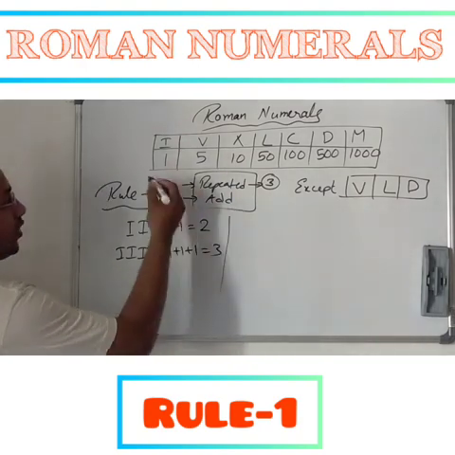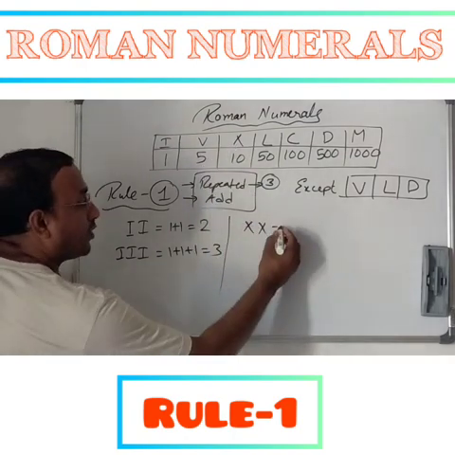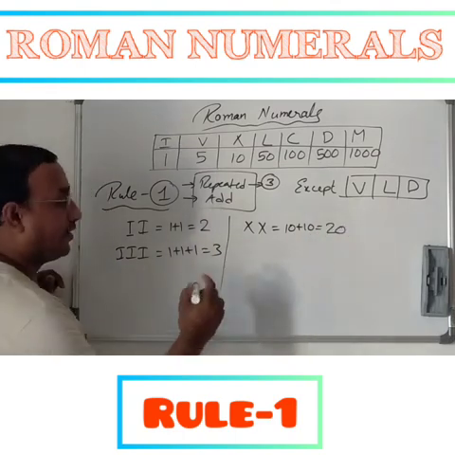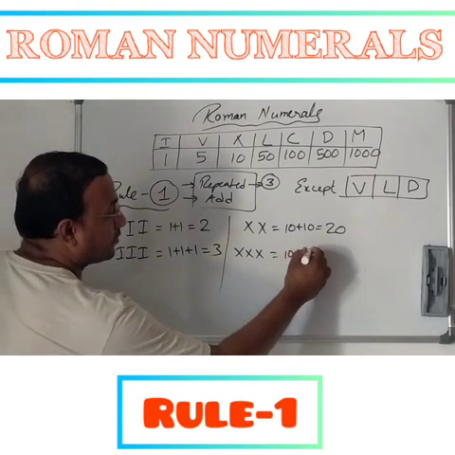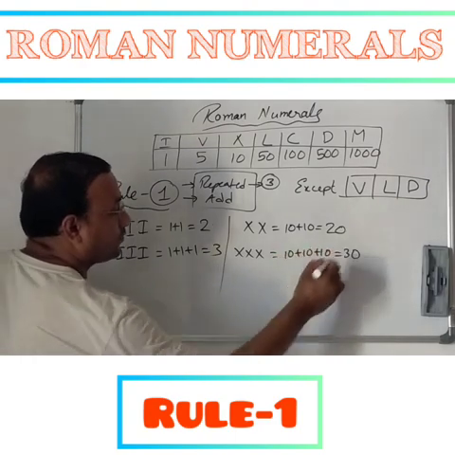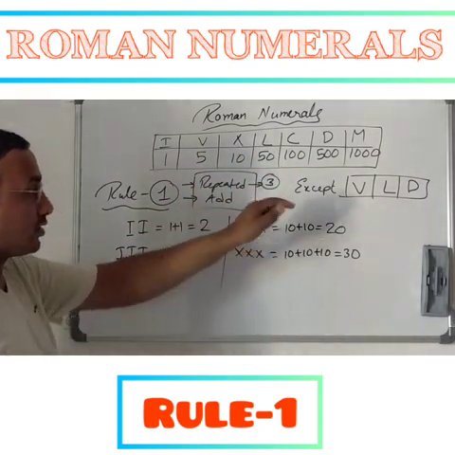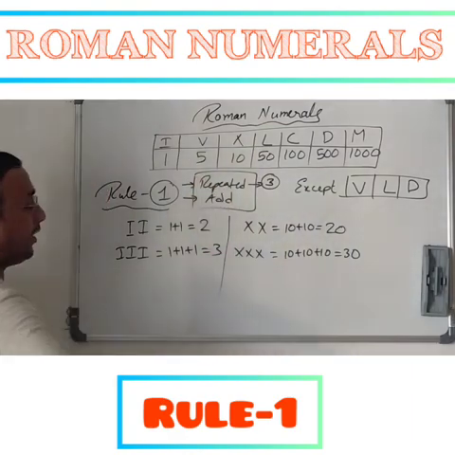So V cannot be repeated, so we go to X. With 2 X's, what is the value in our system? That's 20. We can add. Next, if you take 3 X's, triple X, we can add, that's 30. Similarly L cannot be repeated because under the rules it can be used only once, and C can be repeated.